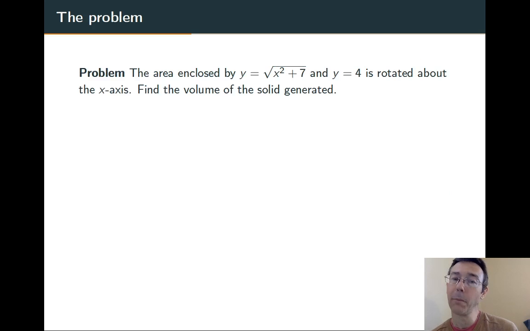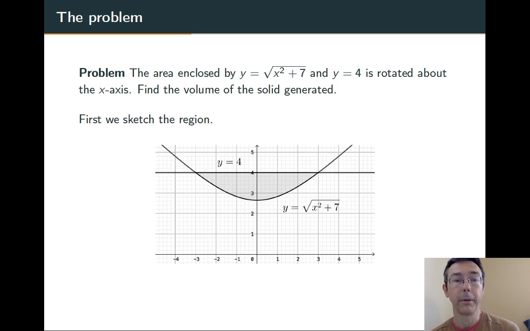So here's the actual problem we're going to do. The area enclosed by y equals the square root of x squared plus 7 and y equals 4 is rotated about the x-axis. Find the volume of the solid generated. So let's start by drawing the region. I've drawn those two curves, y equals the square root of x squared plus 7, y equals 4, and shaded in the region that they are enclosing.